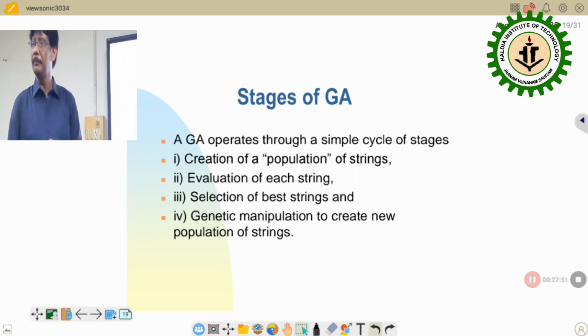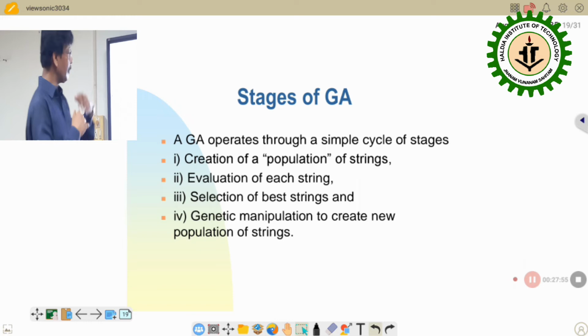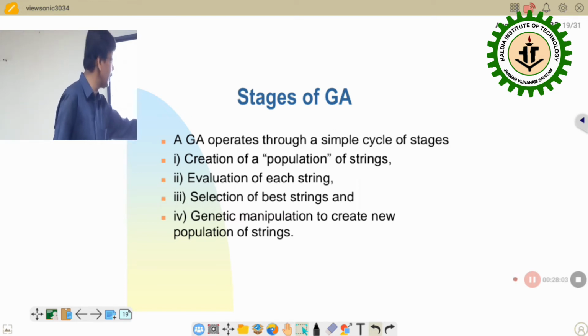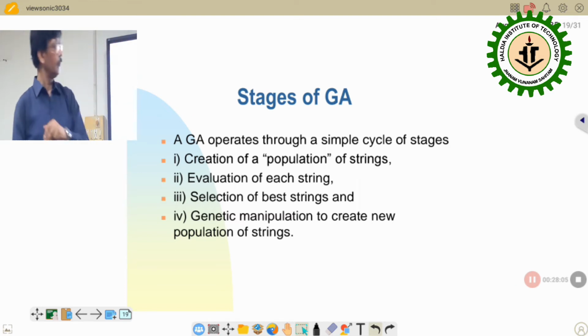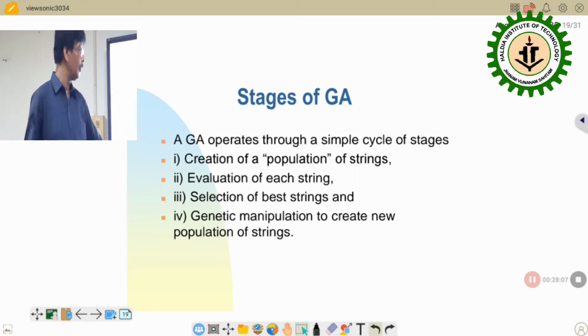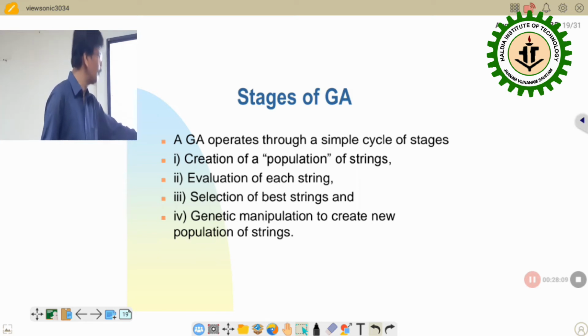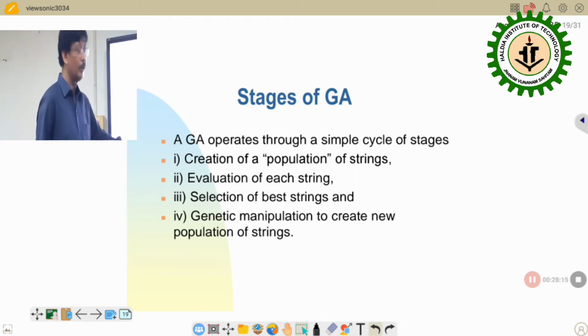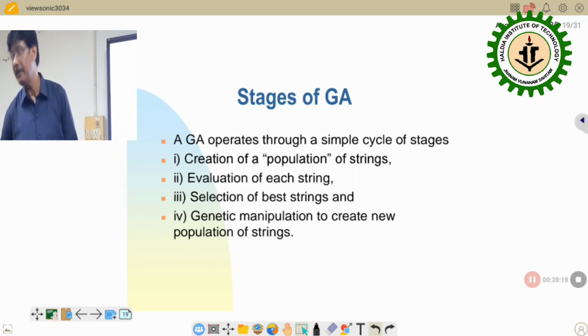Selection of the best string. The best string definitely you have to select, because the best string has the maximum priority to go for the genetic operation to produce the offspring in the next generation, and genetic manipulation to create a new population of strings. Now you have to go for the genetic operation to create a new population of strings. So now a very important thing is that last one, to implement the genetic operations.